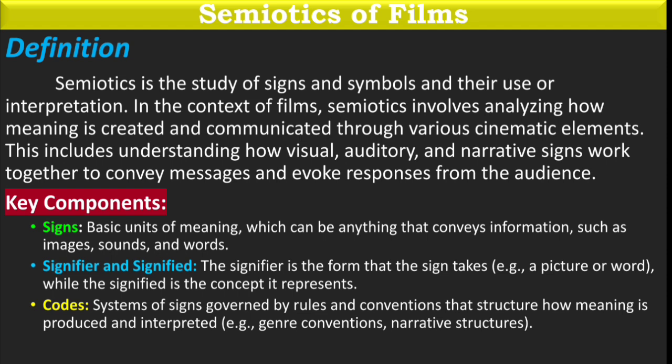Key components: Signs, the basic unit of meaning, which can be anything that conveys information such as images, sounds, and words. Signifier and signified. The signifier is the form that the sign takes, for example, a picture or word, while the signified is the concept it represents. Codes. Systems of signs governed by rules and conventions that structure how meaning is produced and interpreted. For example, genre conventions, narrative structures.